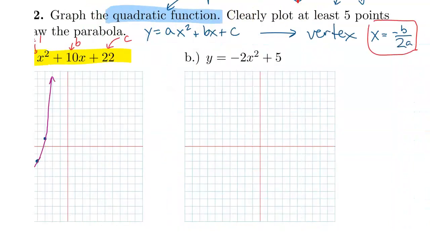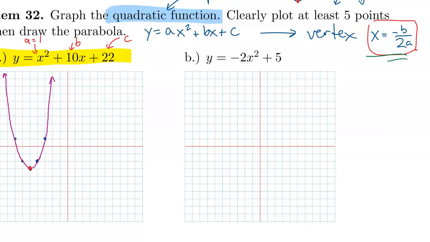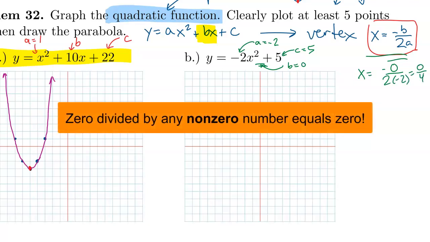So we can approach part B in a similar way. Let's start by identifying the vertex. For the quadratic function in part B, the a value is negative 2, the coefficient of the squared term, but you'll notice there is no linear term, there is no x term, so the b value is equal to 0, and c is equal to 5. So when I'm looking for the vertex, I end up with an x-coordinate of my vertex of negative 0 over 2 times negative 2, but 0 over any number is just equal to 0.